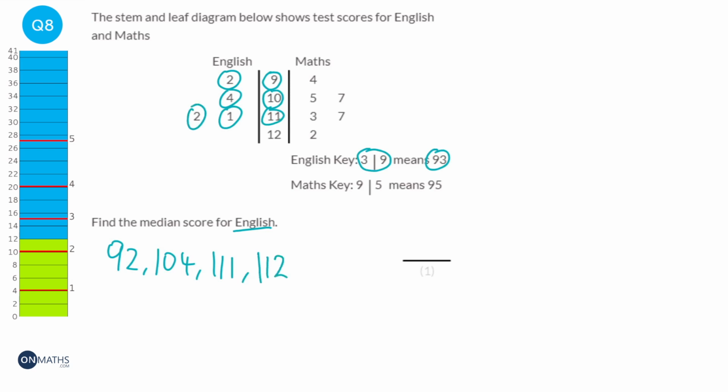So to find the median, we cross out the biggest and smallest until we're left with 1 or 2 in the middle.